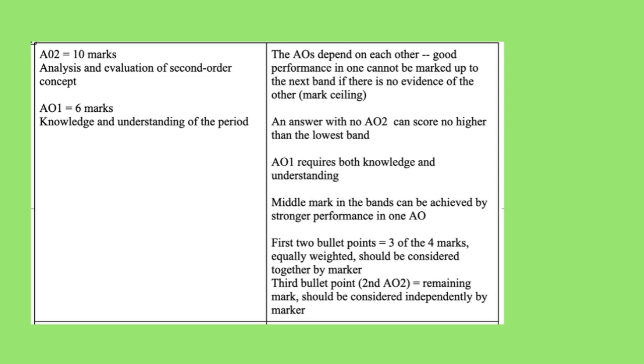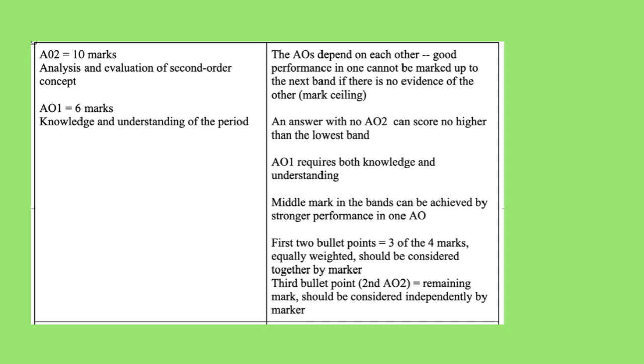You can find out more about this in detail on our overview video, but we do know that 10 marks are awarded for AO2, which is analysis and evaluation of second order concept, so we need to identify that concept. It could be change, continuity, causation, consequence, significance, or similarity or difference. This question is asking us to focus on significance, the most significant reason why William I secured power.